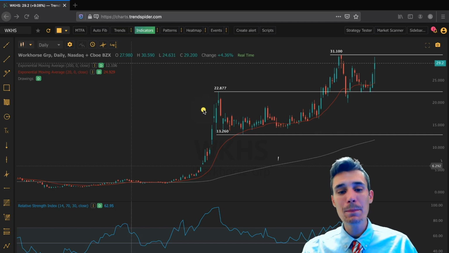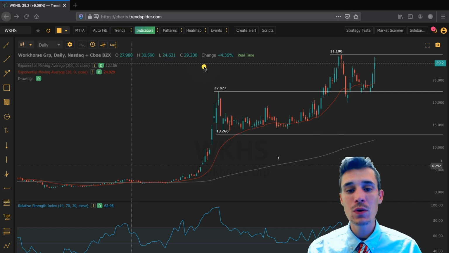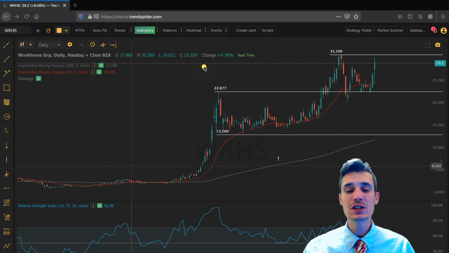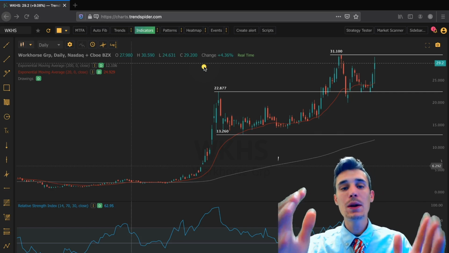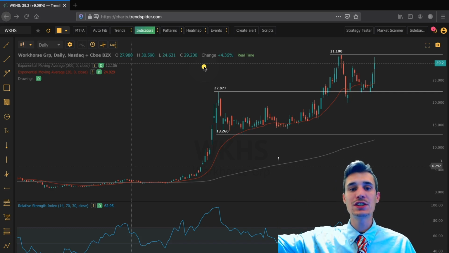So we don't want to buy at highs. We don't want to chase. We don't want to get involved in FOMO and buy at the highs when a stock is extremely strong. We want to buy pullbacks into support and sell into strength into resistance.